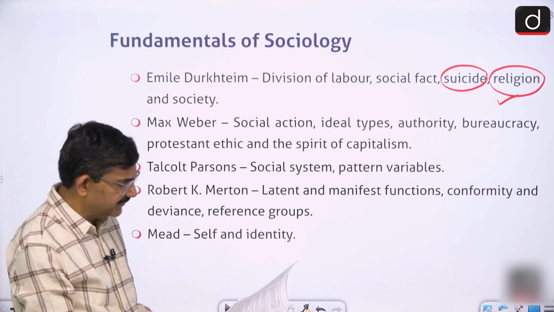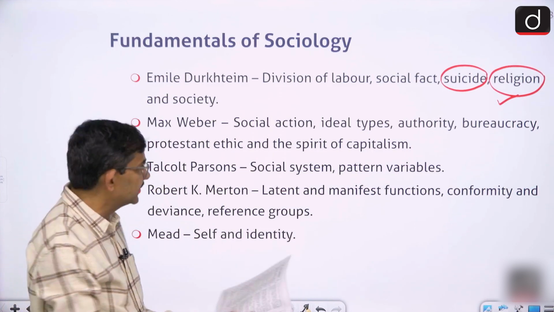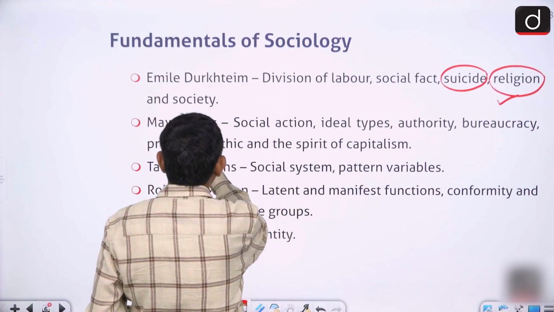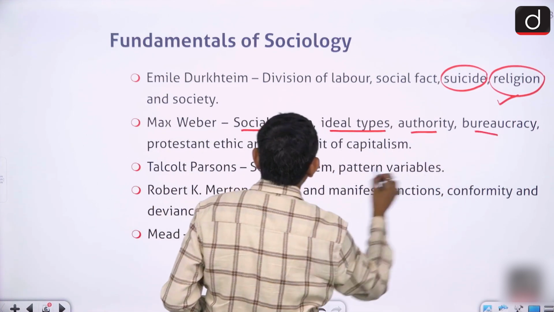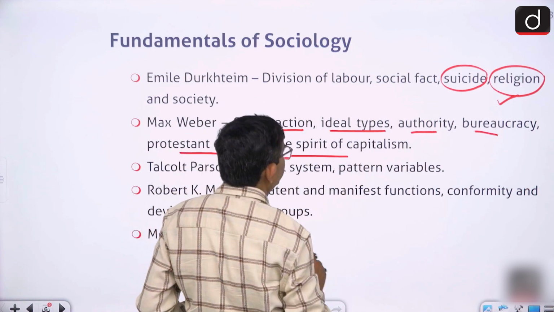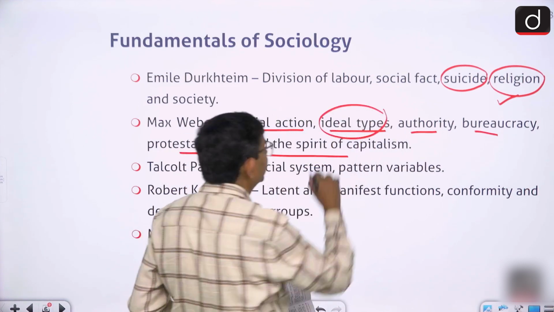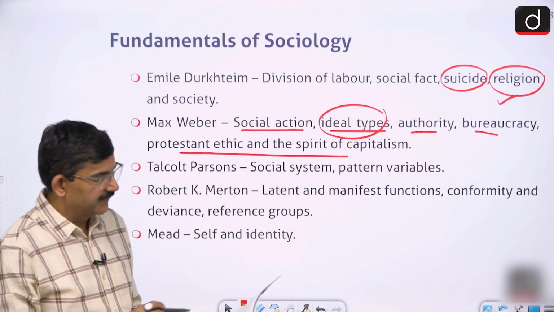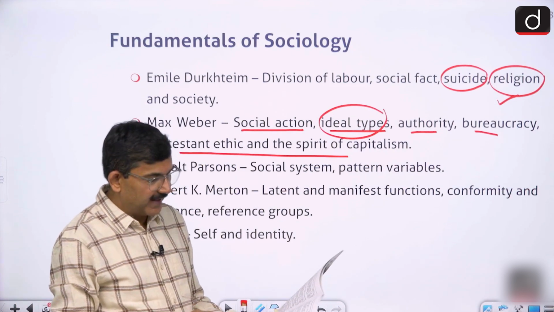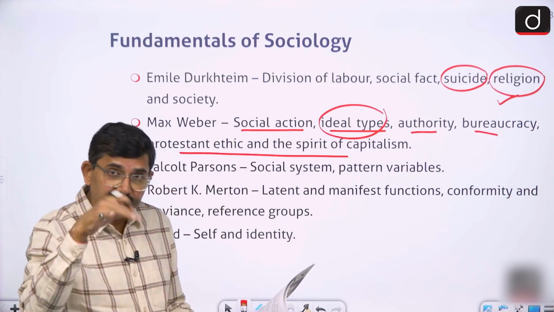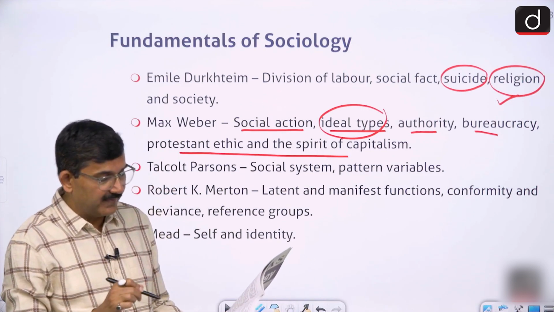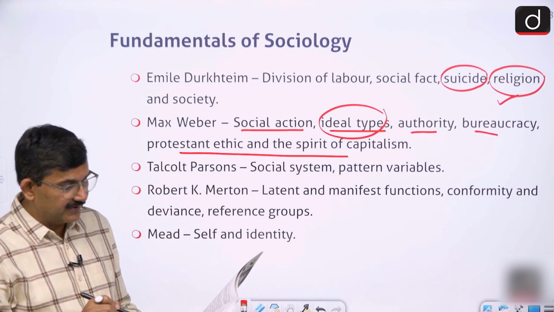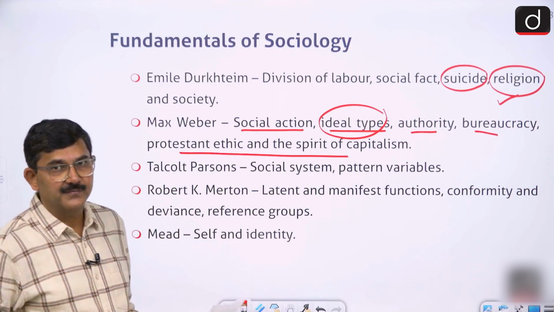Let's take Max Weber, ideal types of Max Weber. Look, the question topics from Max Weber are social action, ideal types, authority, bureaucracy, and Protestant ethic and the spirit of capitalism. This question is on ideal type, a direct question from ideal type. Yes, ideal types of Max Weber are mental constructs. This is the definition of ideal type: ideal types of Max Weber are mental constructs, they do not correspond to the reality.